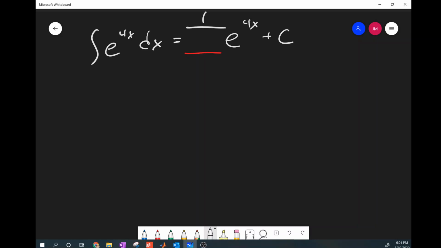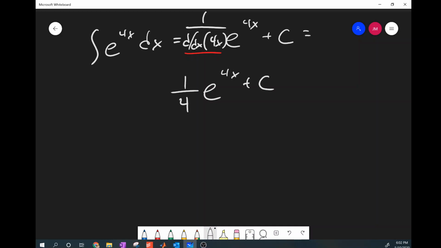Alright, welcome back students. In the previous video we looked at the integral of some e to the x function. We said that we take the e to the x part, the exponential stays the same, we get our plus c. And we have to find our new constant. Well, the new constant is 1 over the derivative of the exponent. So in this case, the derivative of 4x is 4, so it's 1 over 4 e to the 4x plus c. Do not forget your plus c.